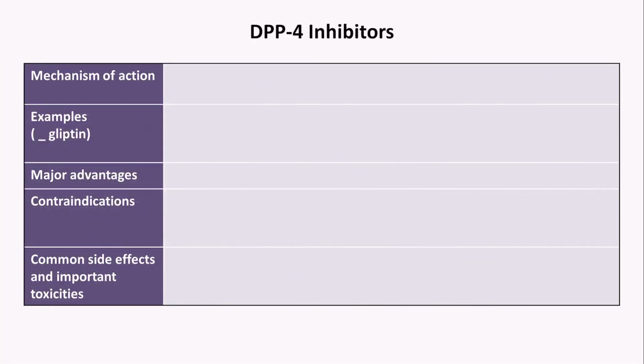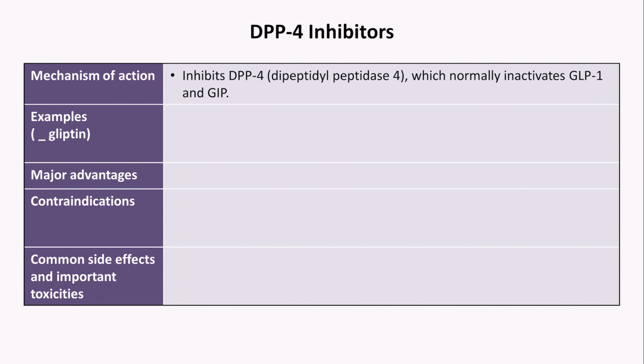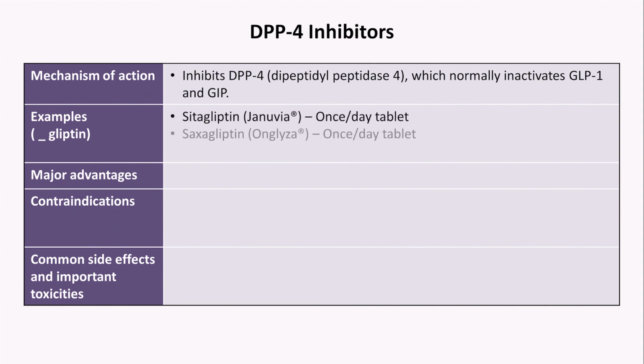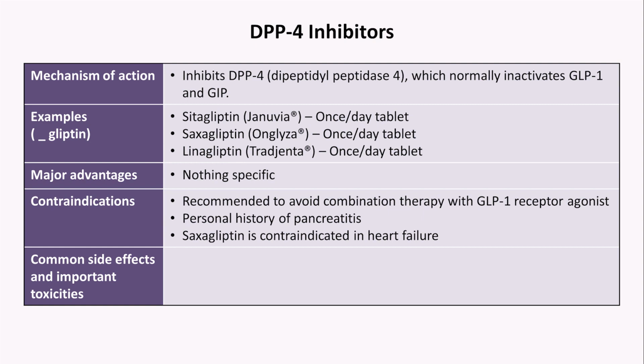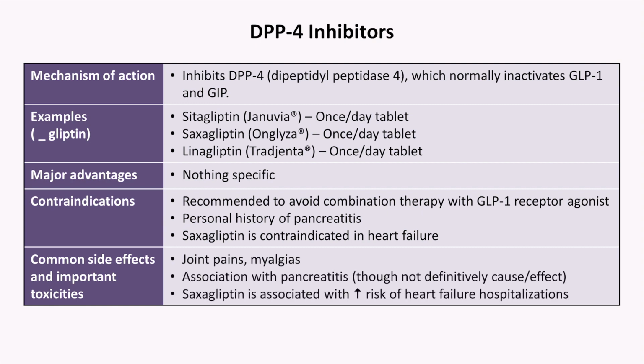The DPP-4 inhibitors do exactly what it sounds like they would do. These include sitagliptin, saxagliptin, and linagliptin, all of which are once-daily tablets. They don't really have any specific advantage over other drug classes. It's recommended to avoid combining these with GLP-1 receptor agonists. They are also associated with pancreatitis, and saxagliptin specifically is contraindicated in heart failure. Common side effects include joint pains and myalgias, and the aforementioned associations.